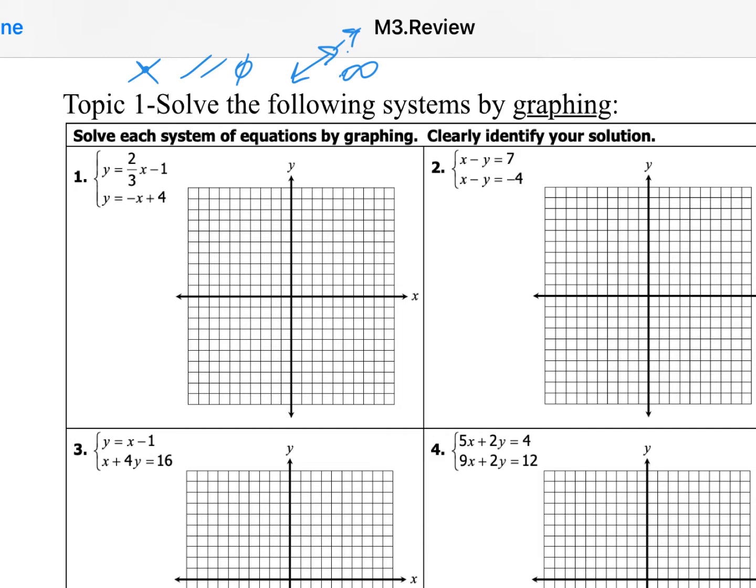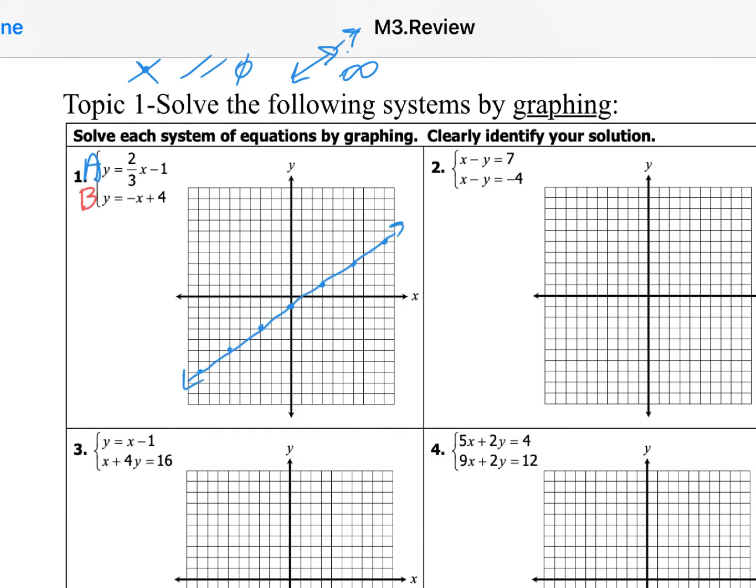All right, so for number one, we're going to graph the first function. We'll call that function A, and then we'll graph the second function. We'll call that function B. So the first function, we start at the y-intercept, so that's -1. And then the slope is up to right 3. Up to right 3, up to right 3, down to left 3. Down to left 3, down to left 3. Connect the dots.